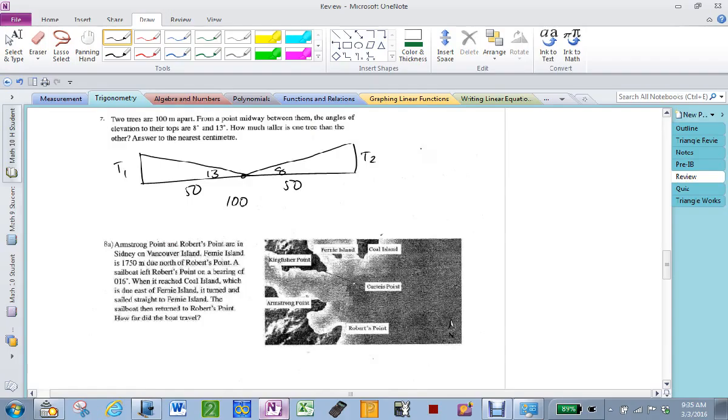So, what are they? Is it tan, sine, or cos? Tan. Excellent. So it's tan 8 equals T2 over 50, and tan 13 equals T1 over 50. Then we do the math, and what do we find out? One's 11.5 and the other one's 7, so it's a 4.5 meter difference. Everyone cool? It says to the nearest centimeter.